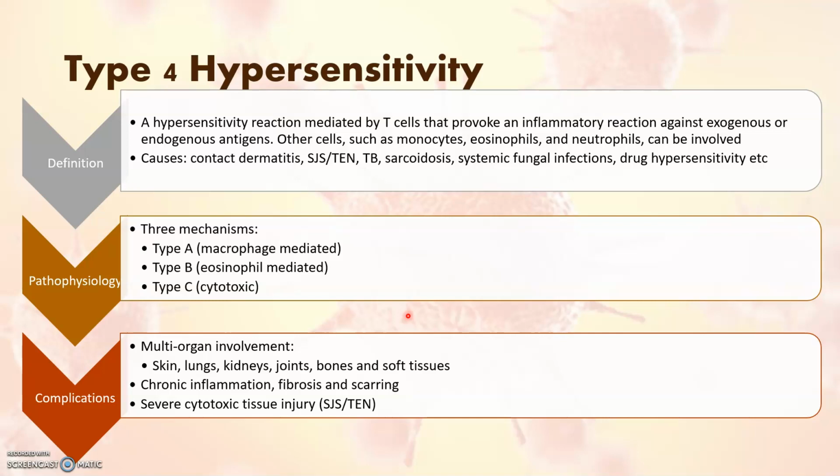So, for example, with things like sarcoidosis, systemic fungal infections, and tuberculosis, there's often pulmonary fibrosis and scarring, or severe cytotoxic injury, which is well characterized in Stevens-Johnson syndrome or toxic epidermal necrolysis.